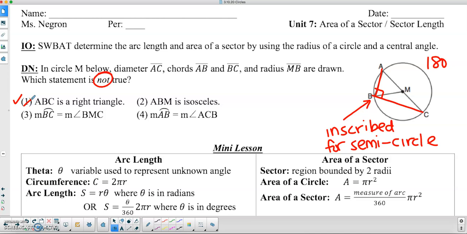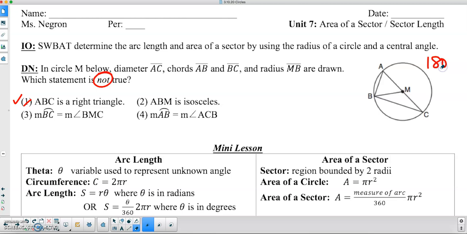If we look at choice 2, ABM is isosceles. So if we look at our triangle here, AM and BM are both radii. Because both of these segments are radii, I know that they are congruent because all radii are congruent. So therefore, ABM is actually an isosceles triangle. Because that's a true statement, choice 2 is out.